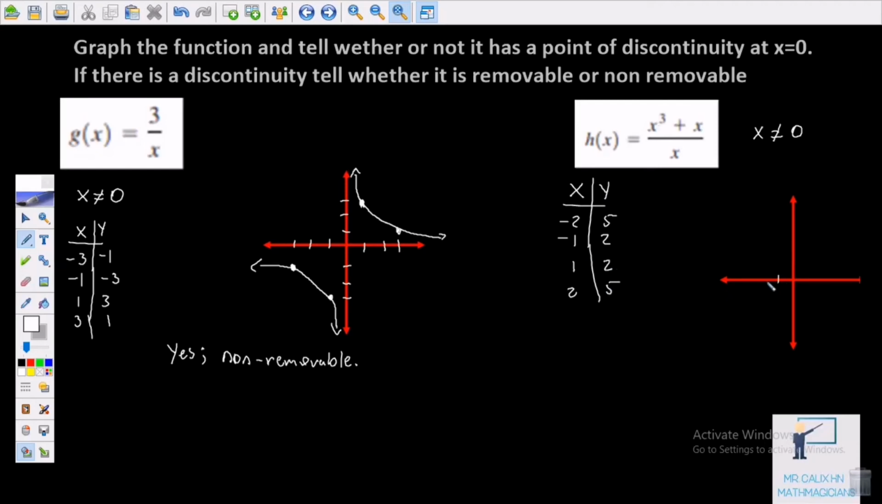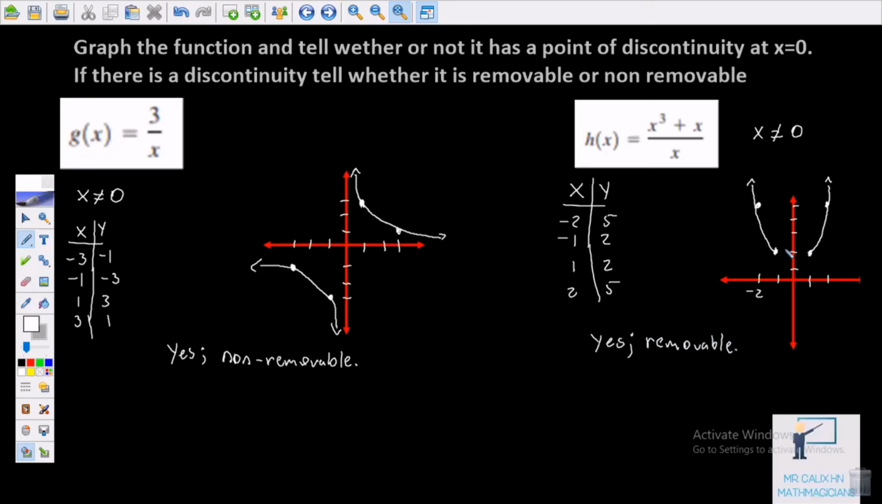It says -2 with positive 5. 1, 2, 3, 4, 5. It would be around here. -1 with positive 2 is here. Then we jump because we cannot use the 0. 1 with 2 and 2 with 5. As you can see, your graph looks like this. Yes, it's discontinuous and it's removable.